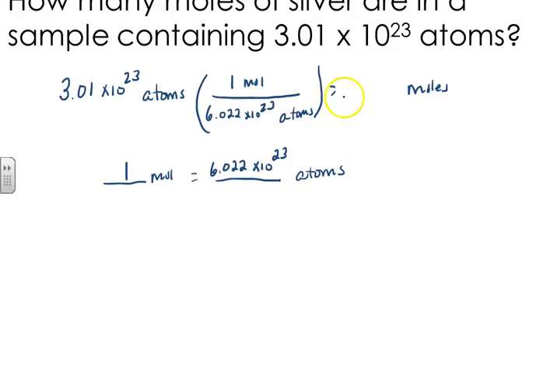And to 3 significant digits, that comes out to 0.4998. I take that to 4 significant digits so that I can see that it's actually equivalent to 0.500 moles.